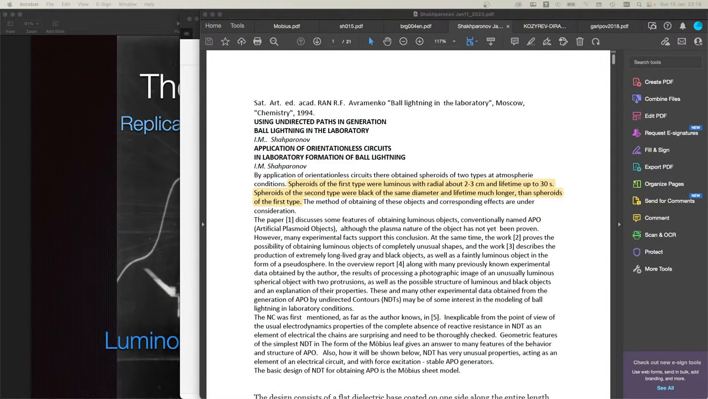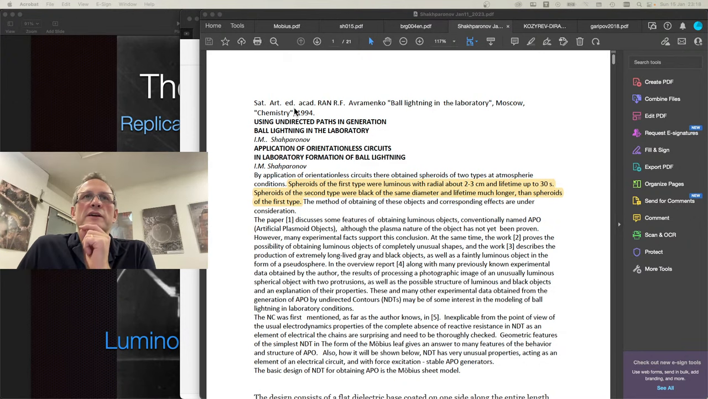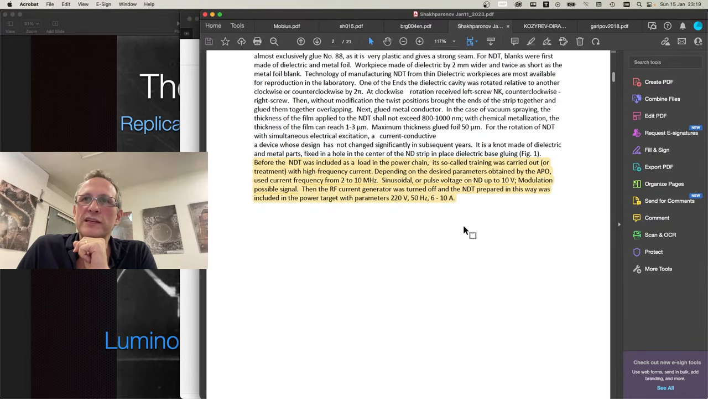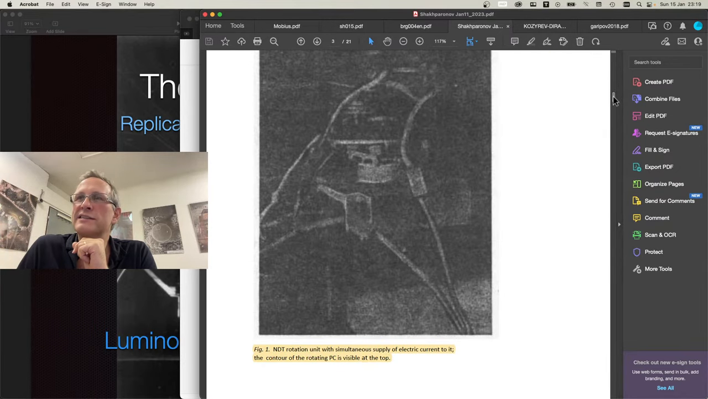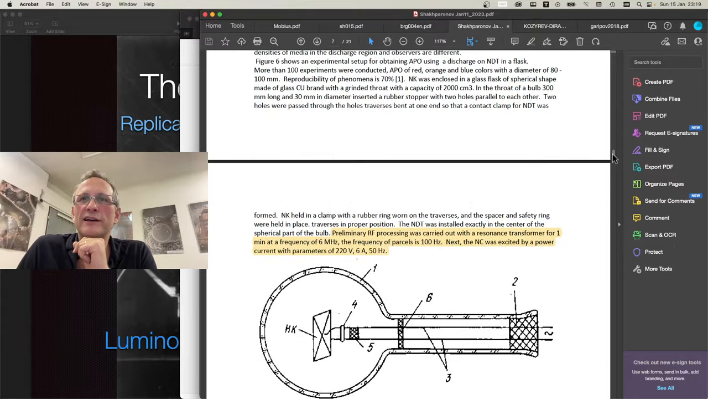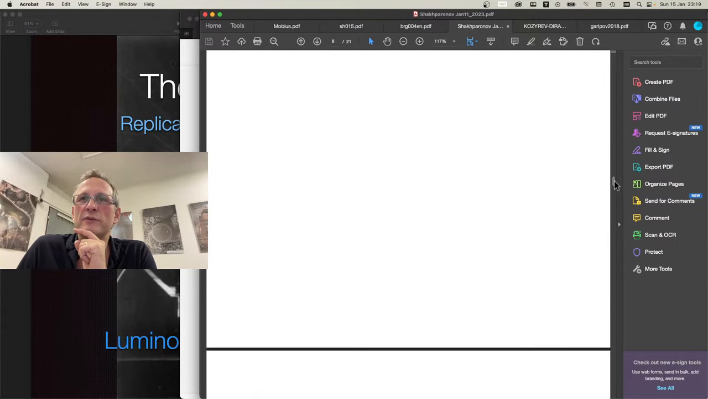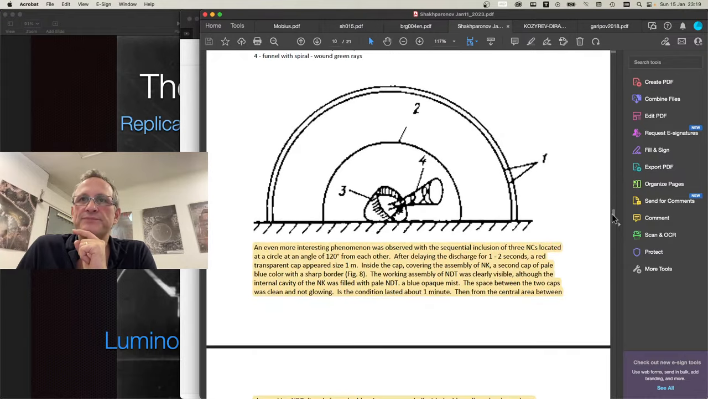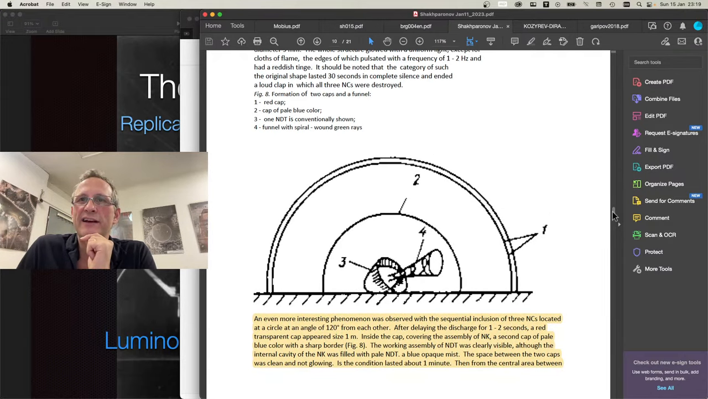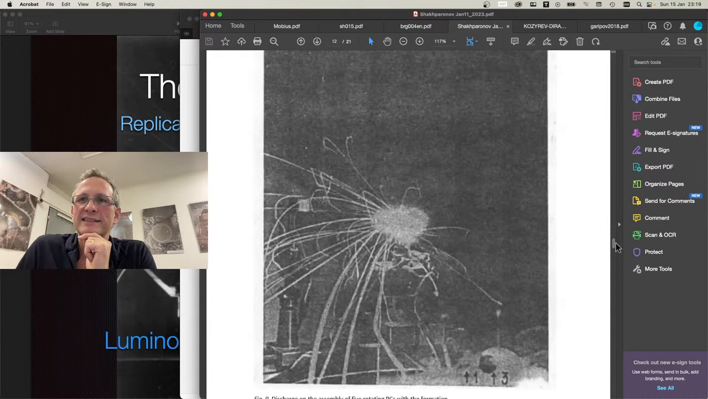Okay, so in this one, which is from 1994, this was published in 1994: using undirected paths in generation, ball lightning in the laboratory, application of orientationless circuits in laboratory formation of ball lightning. Now, it is worth going through all of this. If you want me to, I will go through all of it. However, I've highlighted several chunks here that I want to talk about, which are very key, especially this little bit here and the importance of that and so forth.